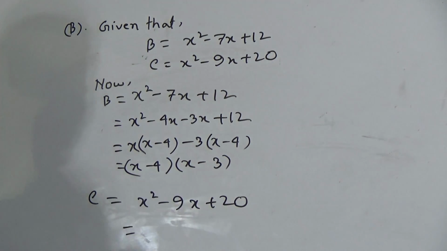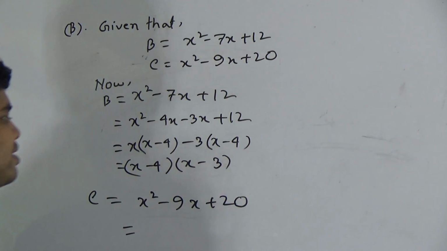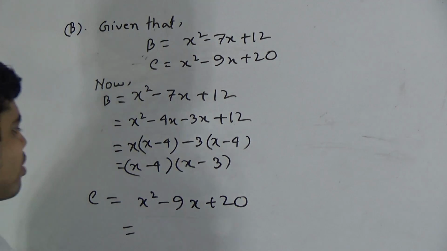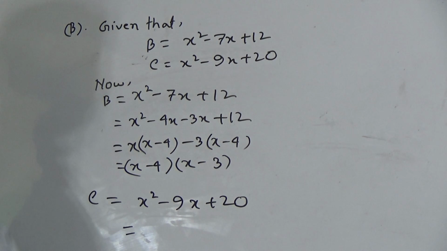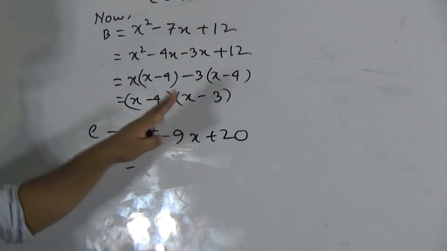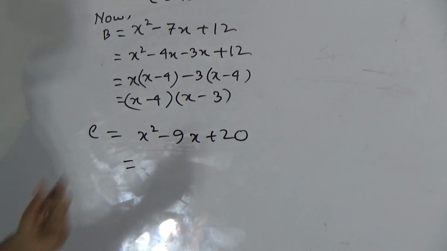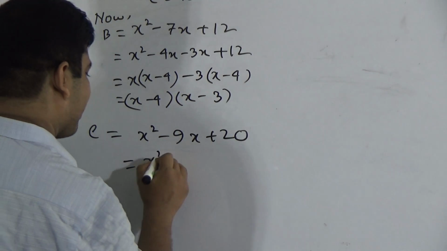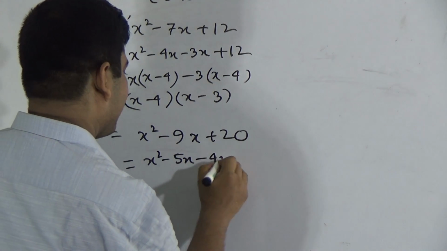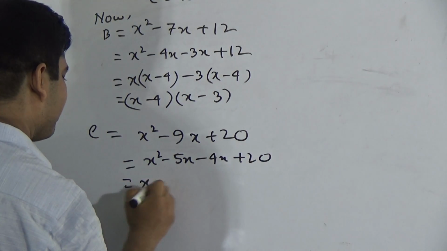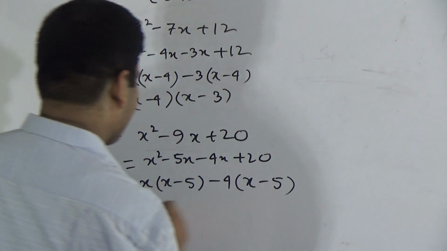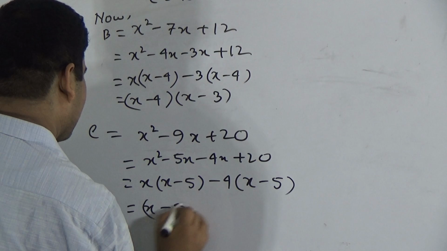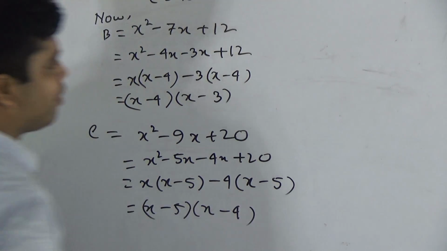x square minus 9x plus 20. At first we do multiplication, x square with 20, we get 20x square. If we convert this 20x square into two factors, then we get 5 and 4. That means if we add minus 5 with minus 4, then we get minus 9. If we multiply minus 5 with minus 4, then we get plus 20. So x square minus 5x minus 4x plus 20. So x common and left x minus 5. Minus 4 common, left x minus 5. So x minus 5 common and left x minus 4.